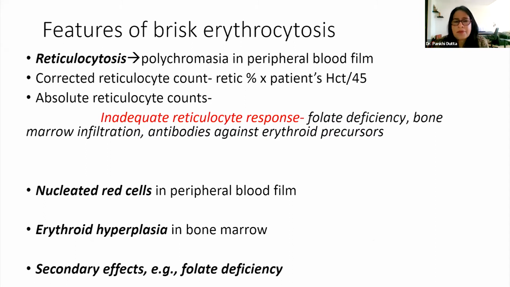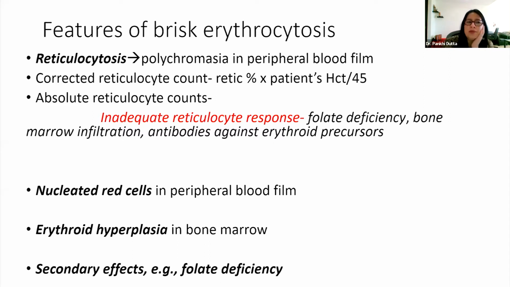So besides breakdown or markers of RBC breakdown, you are also going to have markers of brisk erythropoiesis, which the marrow would try to do to replace whatever has been lost. And the first thing is reticulocytosis. We all know that reticulocytes are the young RBCs. There is polychromasia. They appear like polychromatic cells because they still have some ribonucleic acid in the peripheral blood.